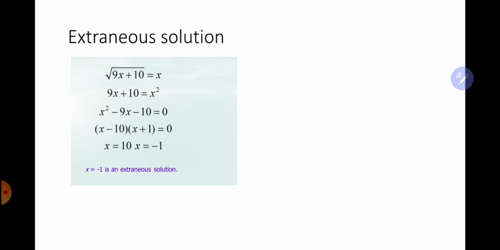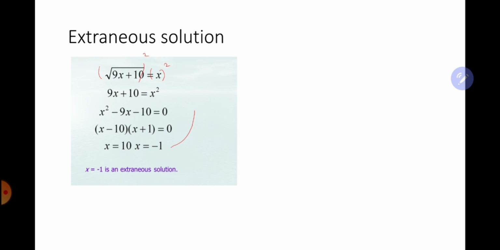Okay, now mana datangnya extraneous solution ni sebenarnya? We look at one example ya. First we have square root of 9x plus 10 equals to x. In this form you have pulled all the surd on your left hand side. Once you square both sides, that's the next step. You will get 9x plus 10 equals to x square. So you are in a quadratic form. You solve it and then you will get x equals 10 and negative 1.